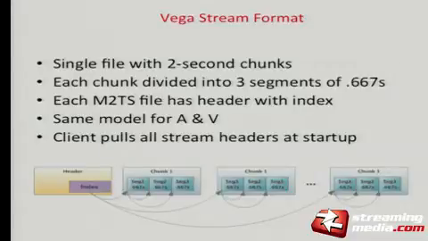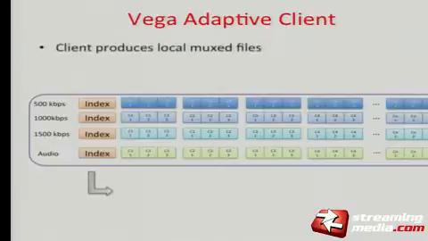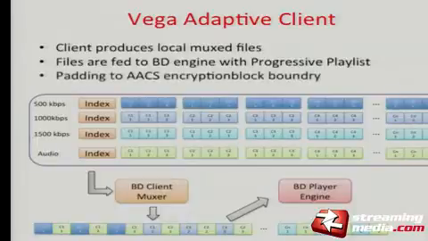Remember, we're doing adaptive streaming, so we have to interleave audio and video on the client. So it's the same model for audio and video. The client, as in all of our streaming applications, pulls the headers at the beginning so that it can make the necessary decisions in the heuristics engine. So this is what an adaptive client looked like. Here would be 3 bit rates and an audio stream. The client will produce a local muxed file like this, and it can jump through those bit rates any way it wants. And then it will pass that to the Blu-ray engine using a progressive playlist feature.